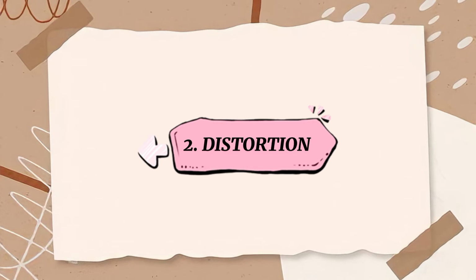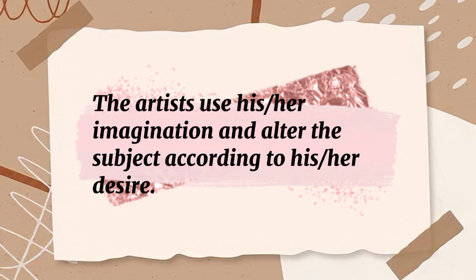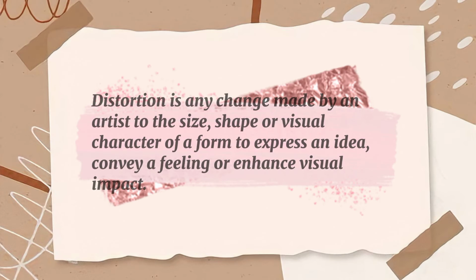The second was distortion. The artist uses his or her imagination and alters the subject according to his or her desire. Distortion is any change made by an artist to the size, shape, or visual character of a form to express an idea, convey a feeling, or enhance visual impact.